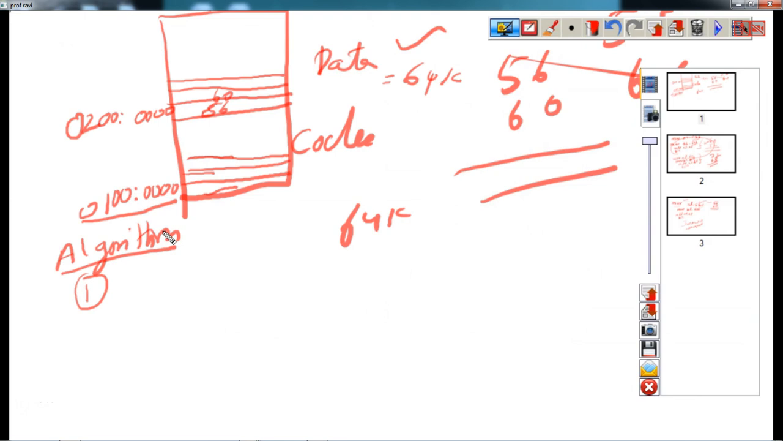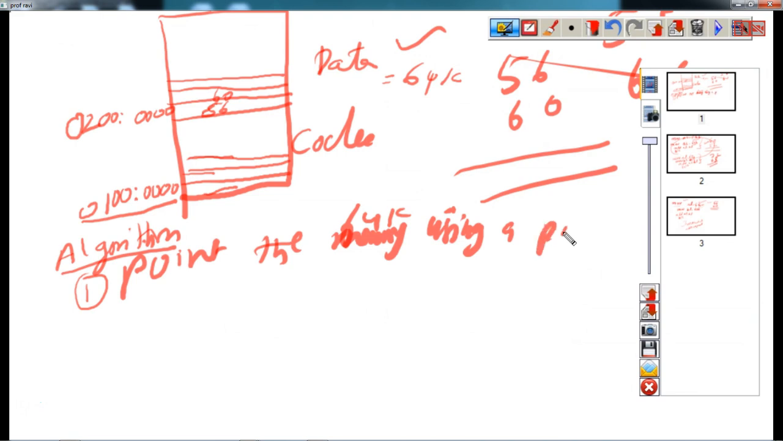So then the first thing is to point to the memory by using a pointer. We have pointer registers like SI and DI, source index and destination index. So you can use a memory pointer and point to this particular memory. That is your first step.